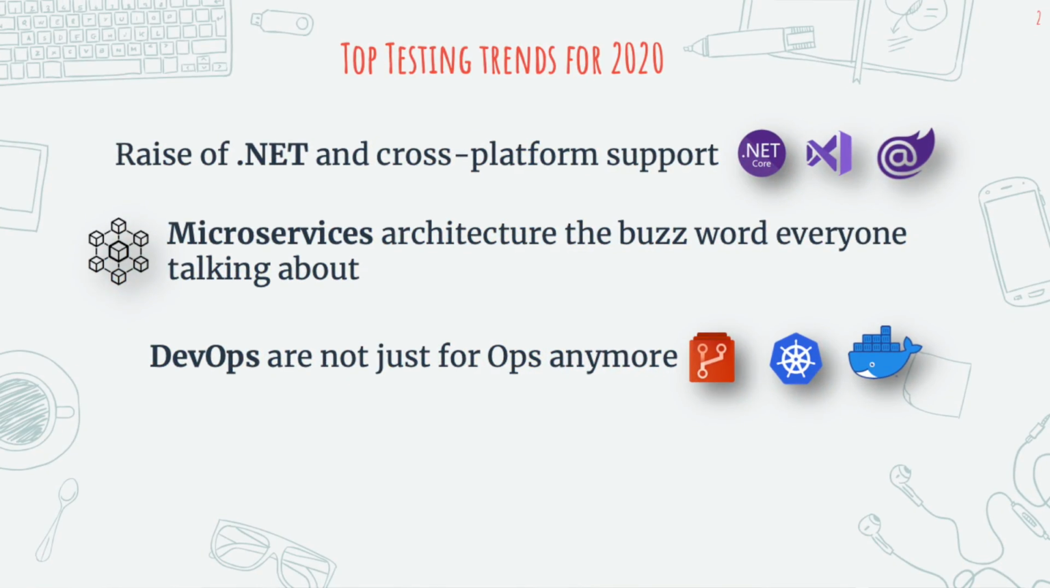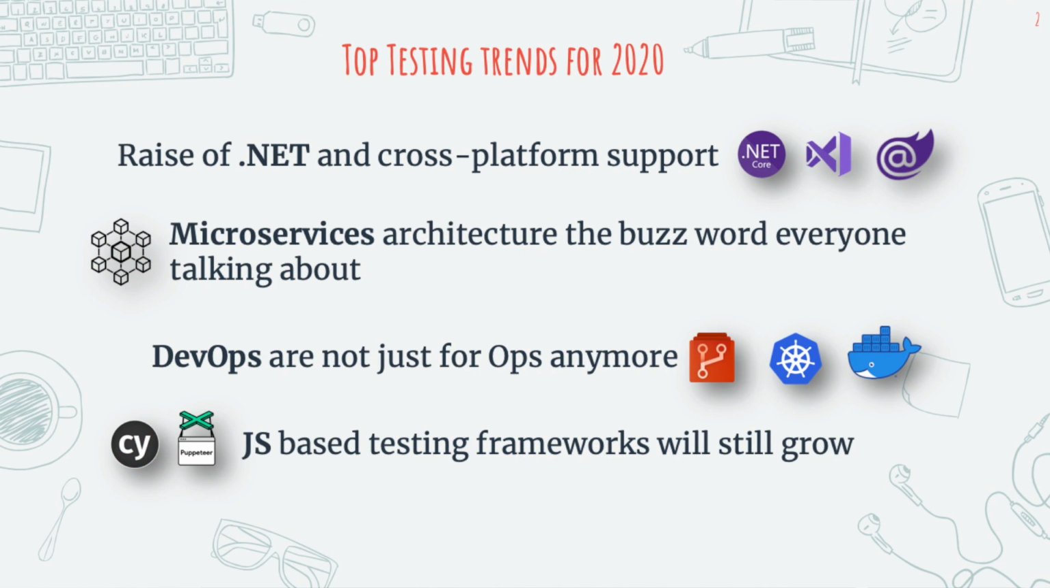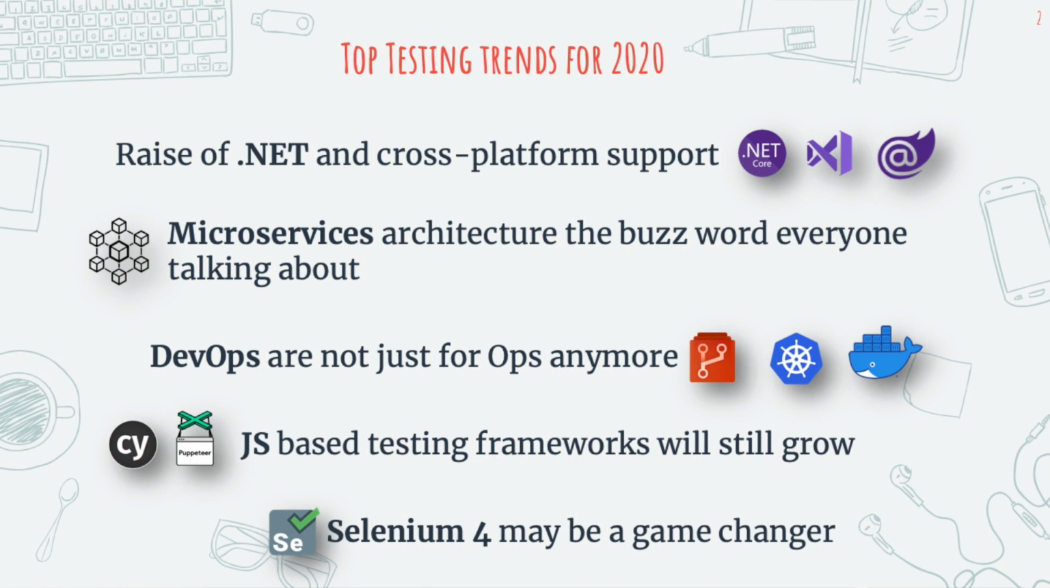The next one is that DevOps is not just for ops anymore. We have been hearing about DevOps a lot, and it is going to keep transforming this year as well. The next one is that JS-based frameworks, something like Cypress and Puppeteer, are going to evolve and improve this year. And the last one is that Selenium 4 may be a complete game changer.